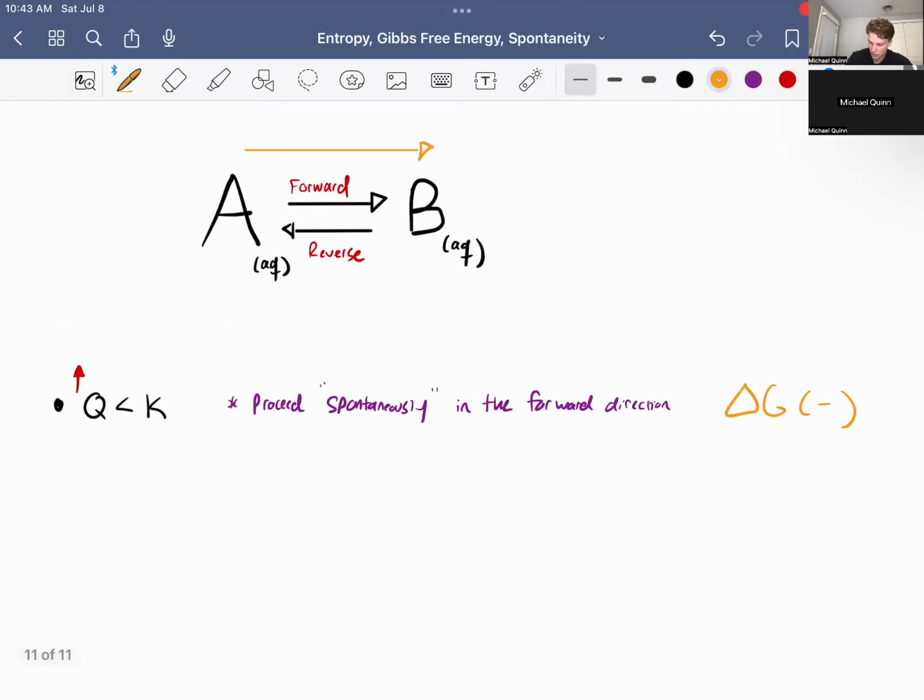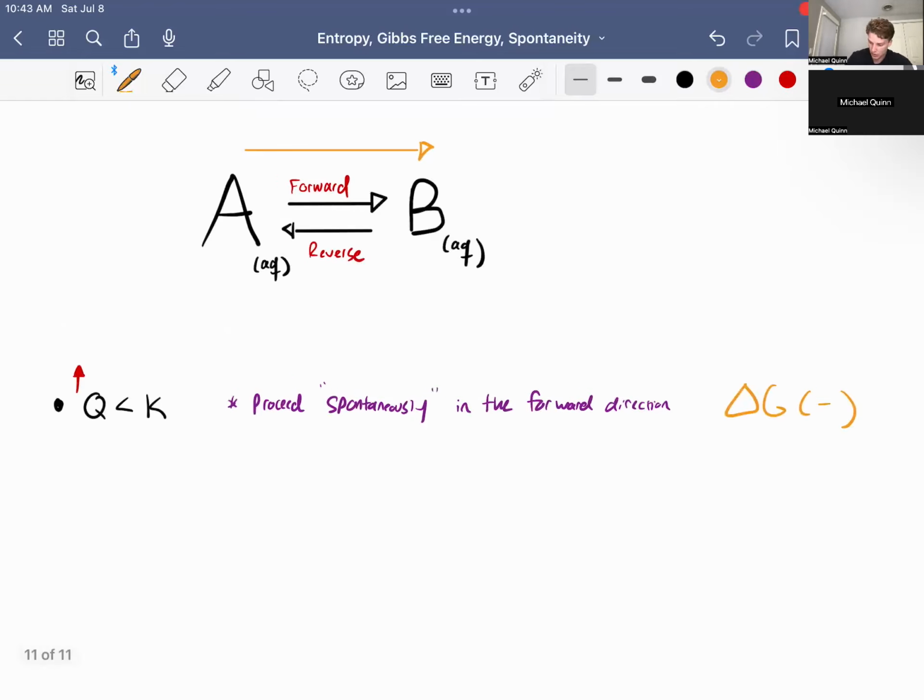So again, when Q is less than K, Q needs to become bigger to establish equilibrium. We are going to run this reaction in the forward direction to increase our concentration of products. We will say that delta G will be negative for this reaction in the forward direction, meaning it will proceed spontaneously from A to B.